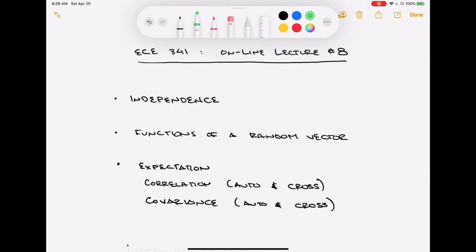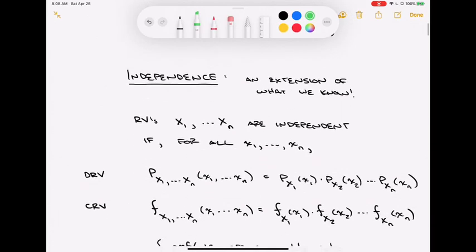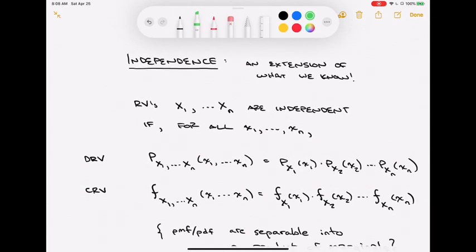This leads to ideas like what are called autocorrelation and cross-correlation, autocovariance and cross-covariance. Auto means with self, cross means between two different things. So we'll see that as we move along. Most of these concepts are pretty straight extensions of what we've looked at before. So I've pre-written most of the lecture and we should be able to get through it relatively quickly.